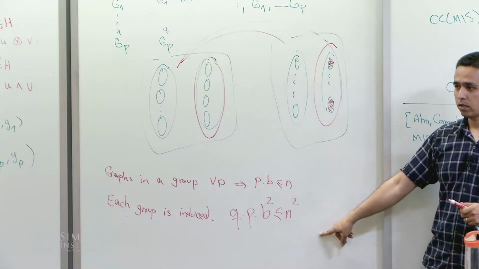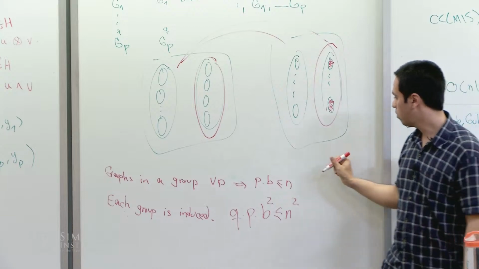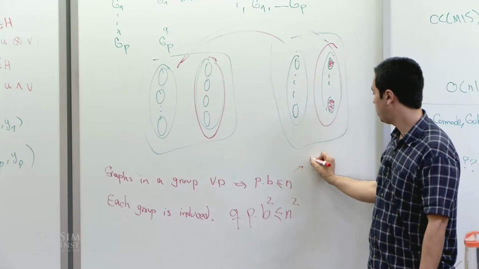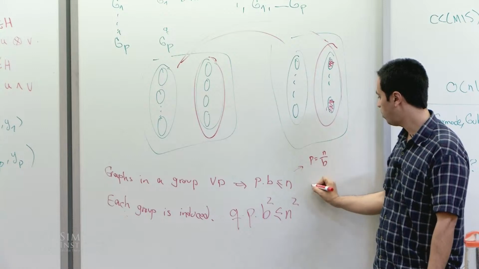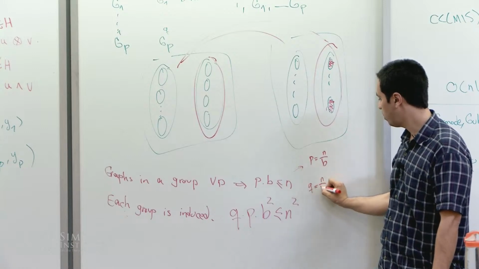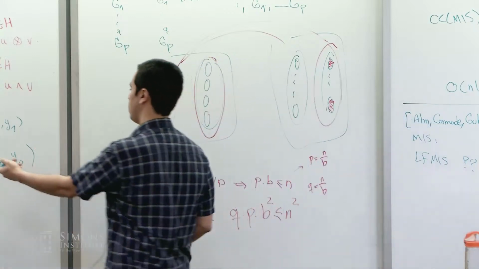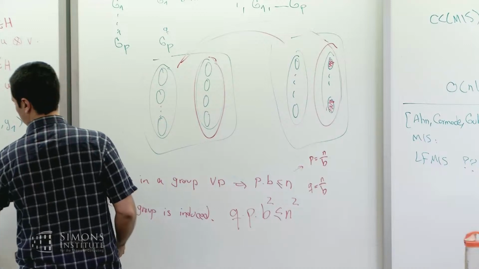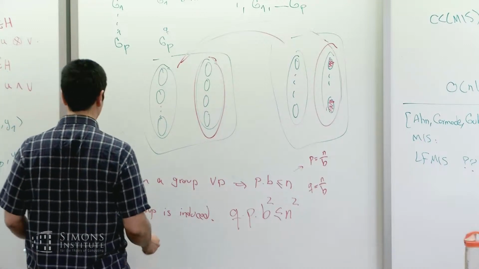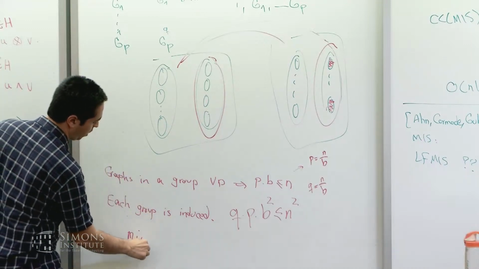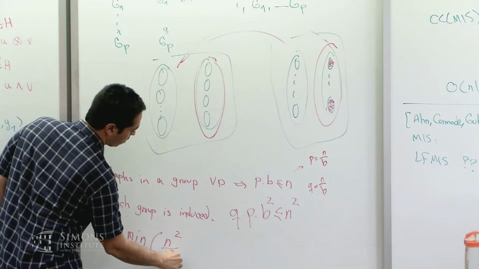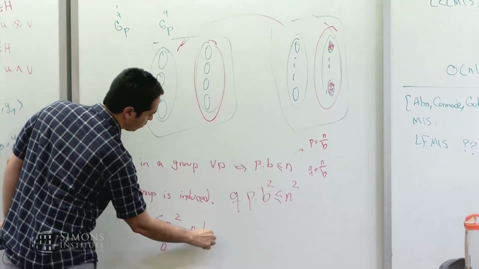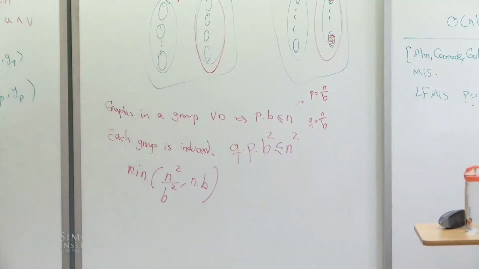So I want to check this. This is going to tell me that, let's be very generous again, P has to be N over B, and Q has to be N over B. The lower bound that I get is PQ for this one, which is B squared. So my lower bound is the minimum of N squared over B squared and N times B.